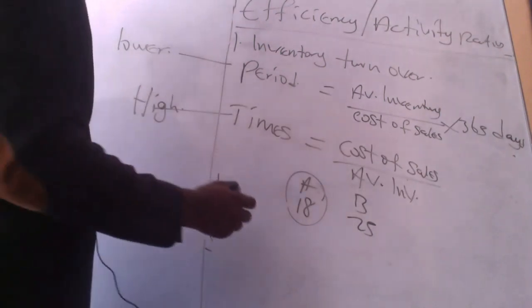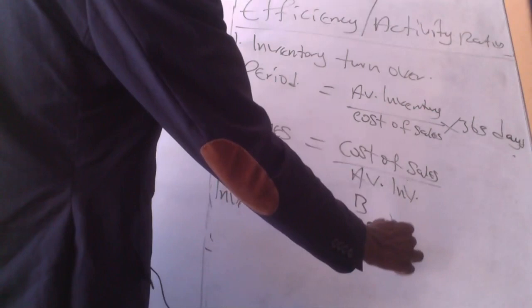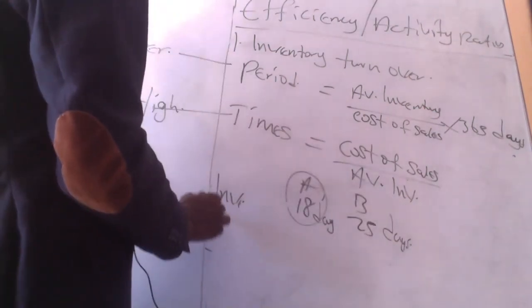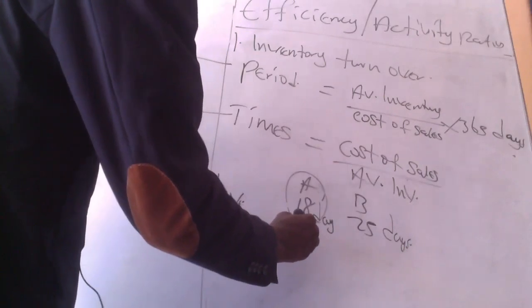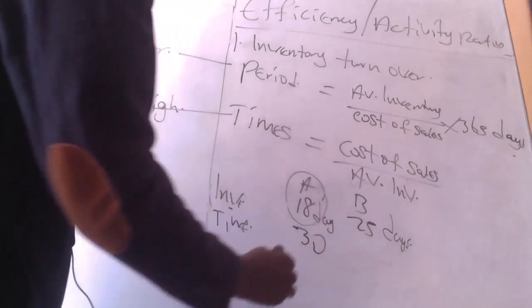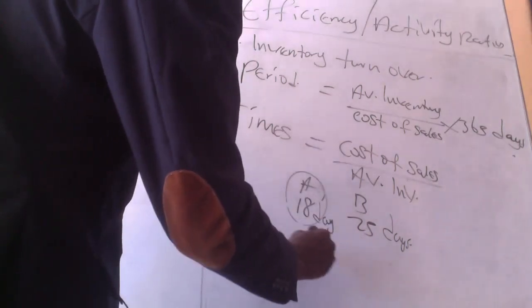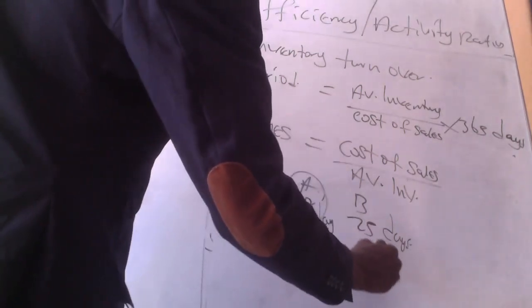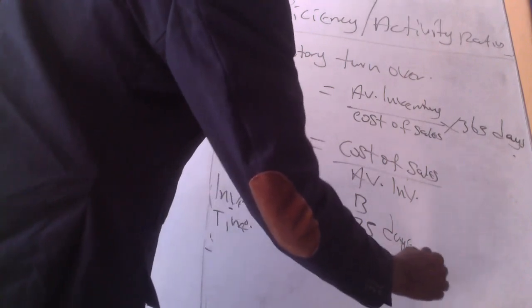The reverse is true. But if it's not days, and we measure it in times, maybe here is, let's say, 45 times, and here is 30 times. So it's in times.